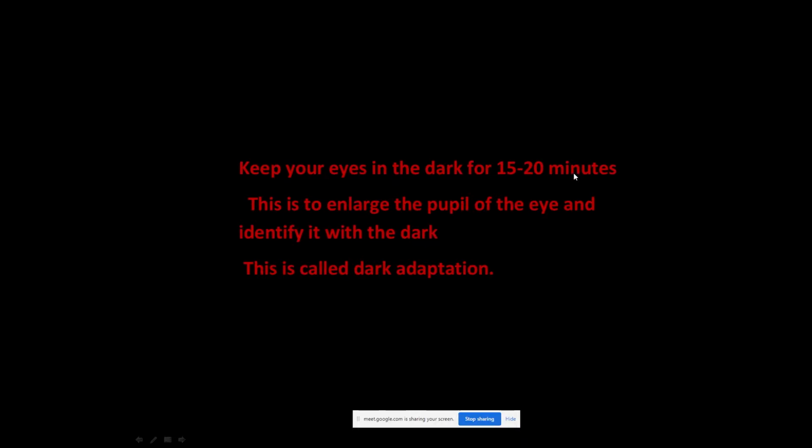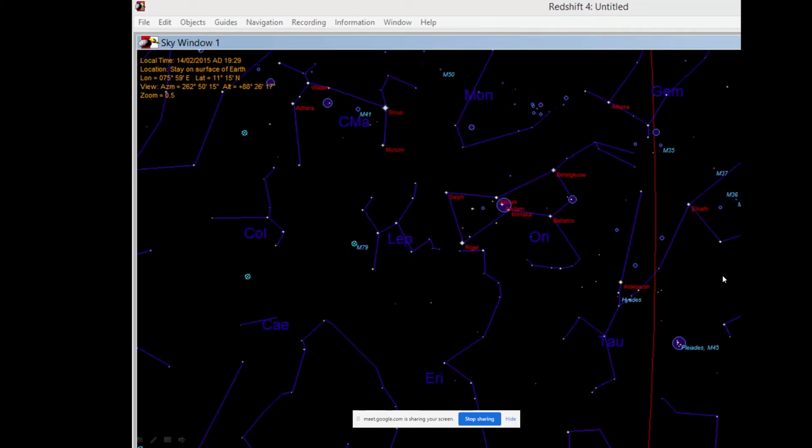about the dark adaptation. This is to enlarge the pupil of the eye and identify it with the dark. This is called dark adaptation. It is very important. Okay.